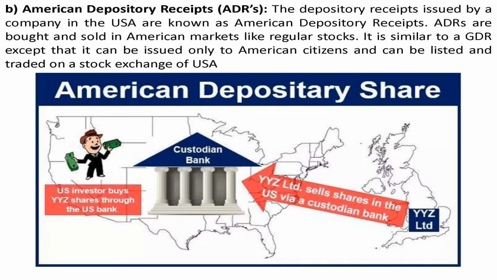American Depository Receipt (ADRs). The depository receipt issued by a company in the US is known as an American Depository Receipt. ADRs are bought and sold in the American market like regular stocks. It is similar to GDR except that it can be issued only to American citizens and can be listed and traded on the Stock Exchange of USA.